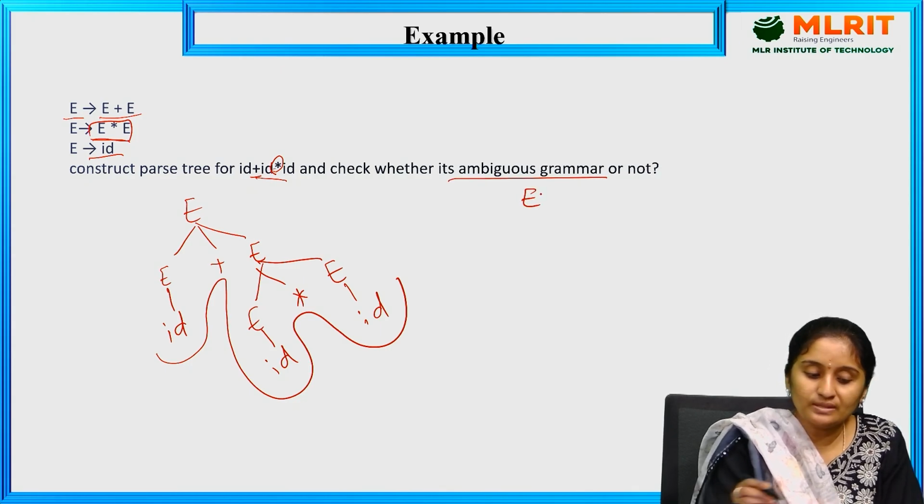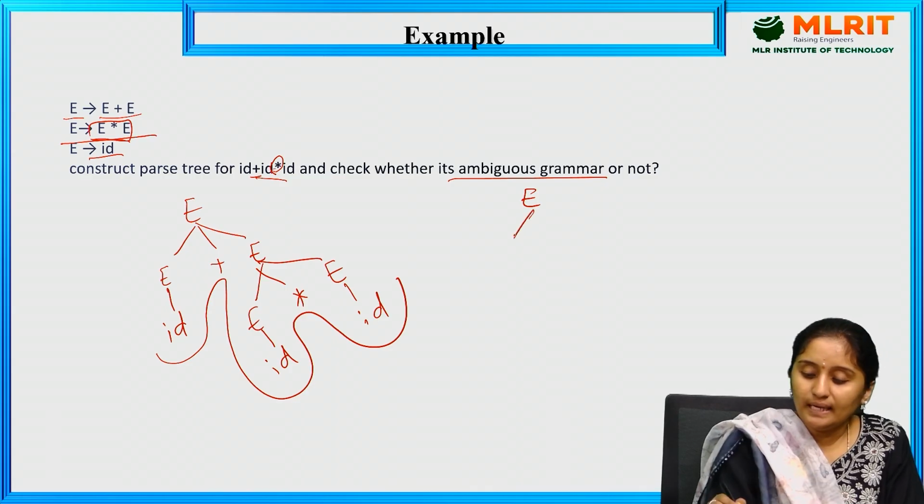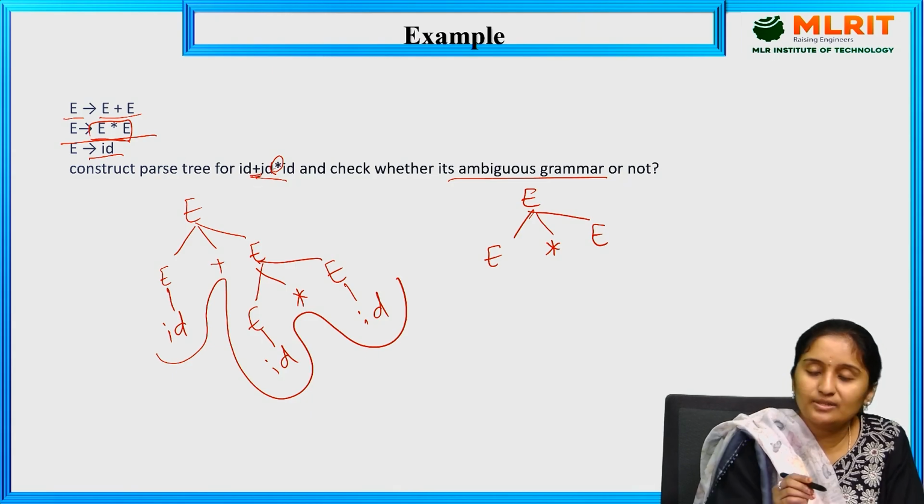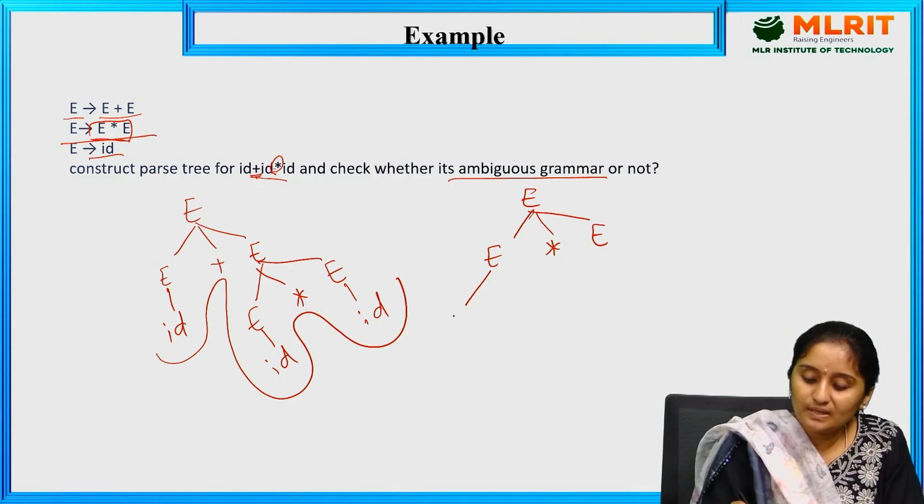E produces E star E. Let me take the next one. The first one I have is the plus operator, so I need to derive this E. E produces E plus E.